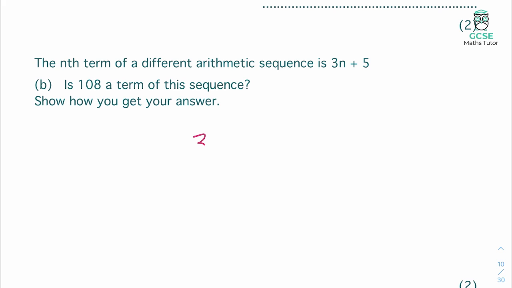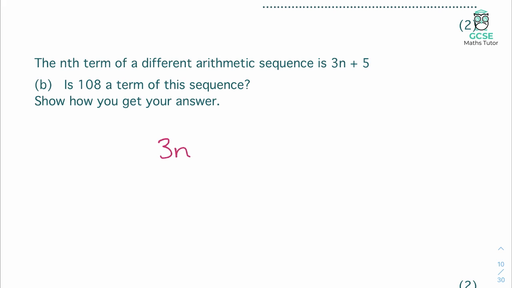So you could do things like 3 times 20, which would be the 20th term, and then add 5, and that would give you the answer 65. It's obviously going to be quite a slow method. We know we've got to go bigger than that, but there is a quicker way than doing that. But that's a fail-safe method. If you're not sure, you can always come back to it at the end. But hopefully you'll be happy with this process.